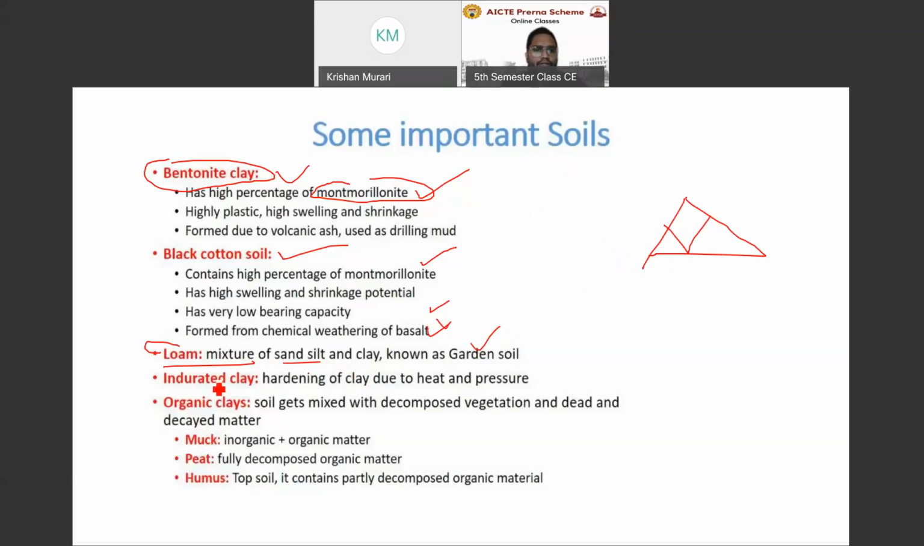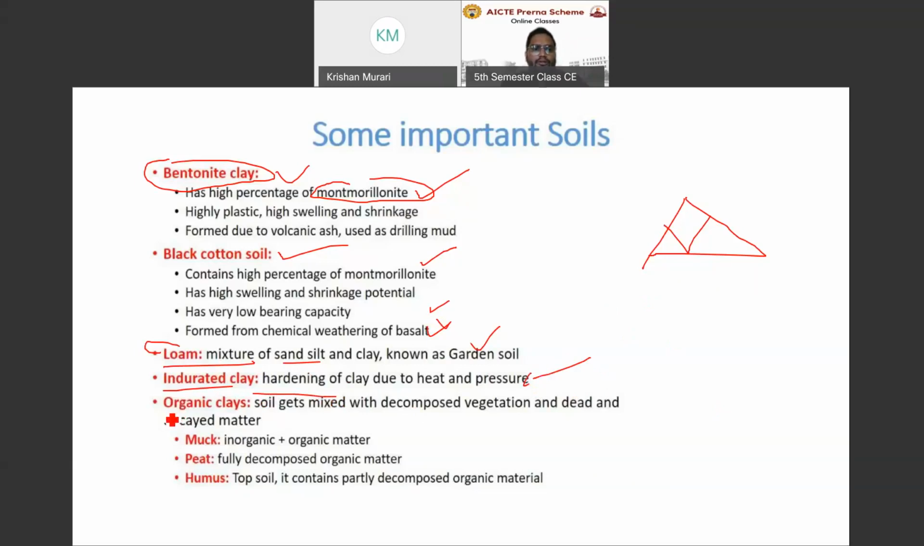And the next one is indurated clay. What is indurated clay? Whenever clay at any place is subjected to very high temperature or very high pressure, the clay is converted into indurated clay. Like the metamorphic action we study in rocks, the same metamorphic action happens in clay. So that soil is converted into indurated clay.